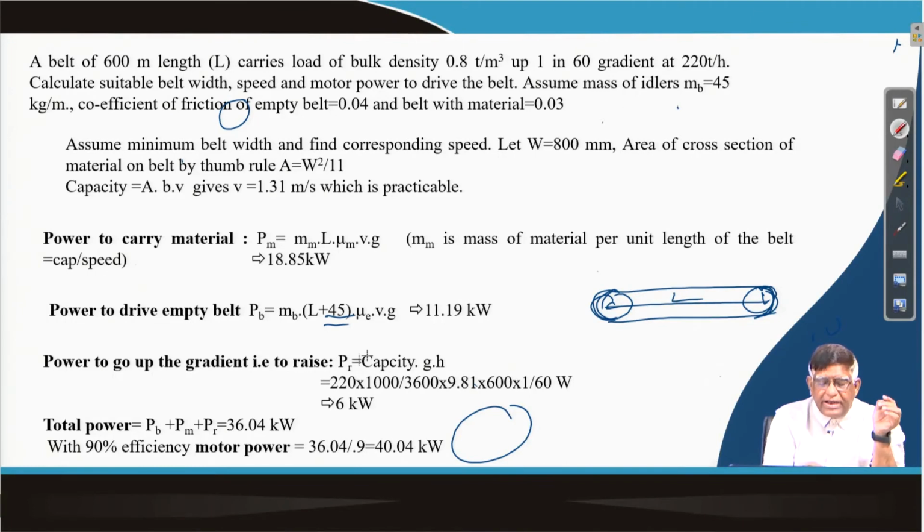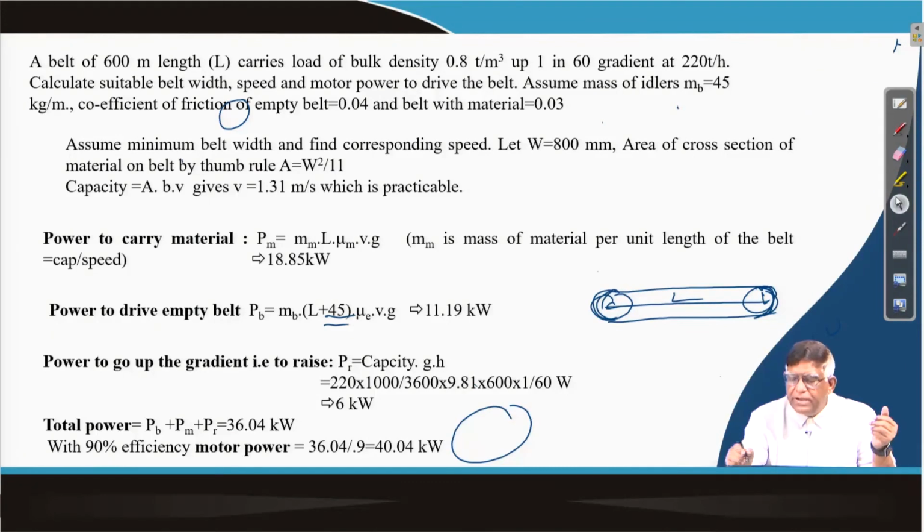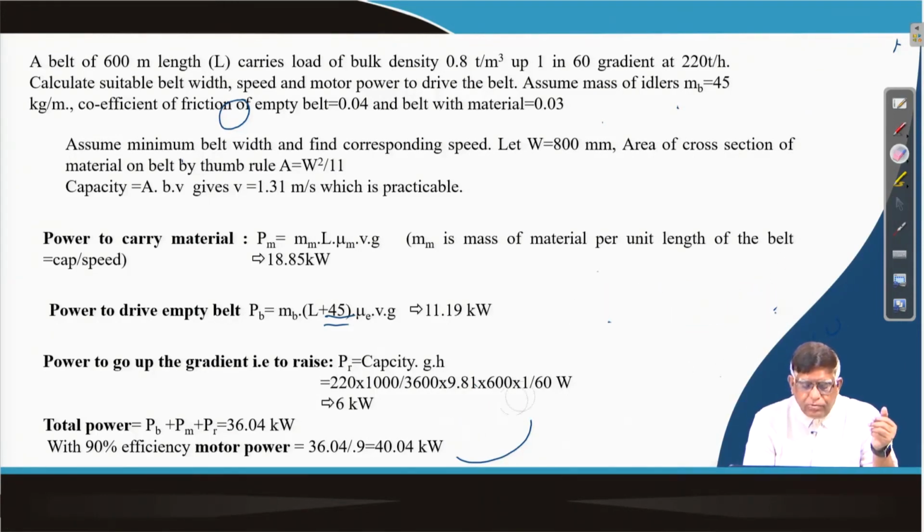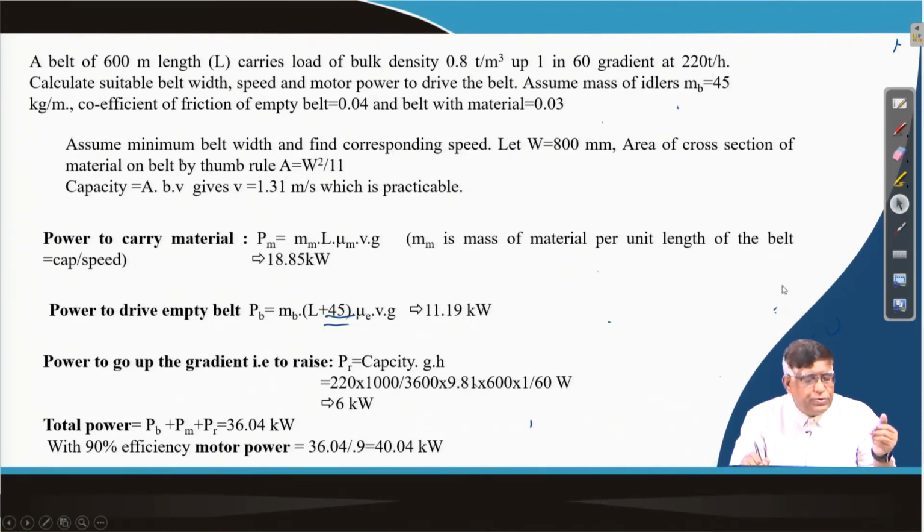Then for the raising, that is the capacity, whatever your tonnage per hour is, multiplied by g and by H will give how much it is to be raised. So, if you sum up these three powers, that will give the total power in kilowatts. Now, if you have learned this, you can calculate some exercises.